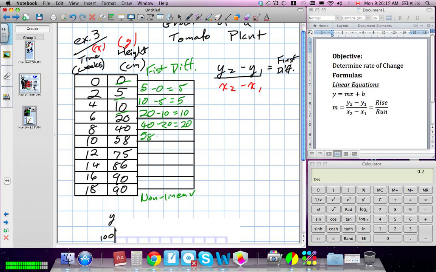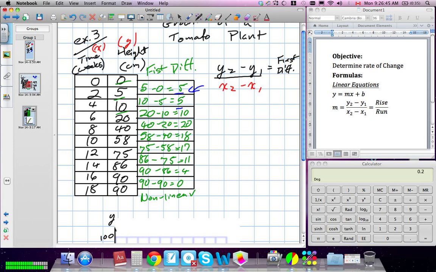75 from 58 is 17. 86 subtract 75 is 11. 90 from 86 is 4. And finally, 90 from 90, there is no change. So if we notice, for the most part, our first differences have changed. They've also told us quite a bit about the slope of this.